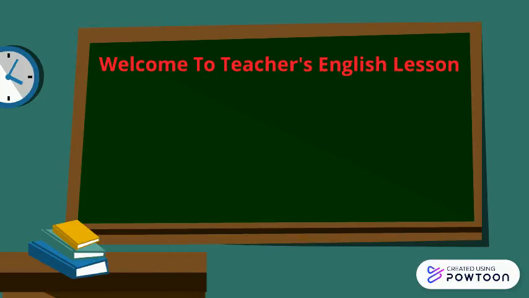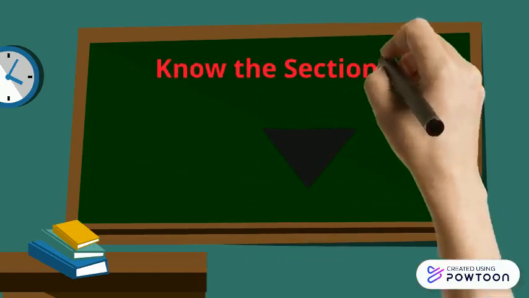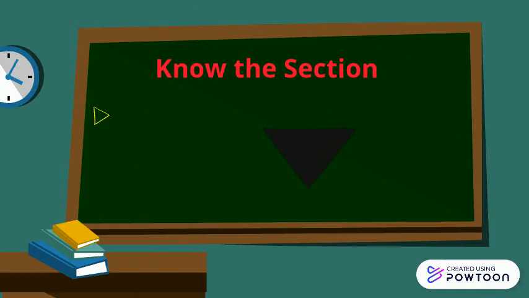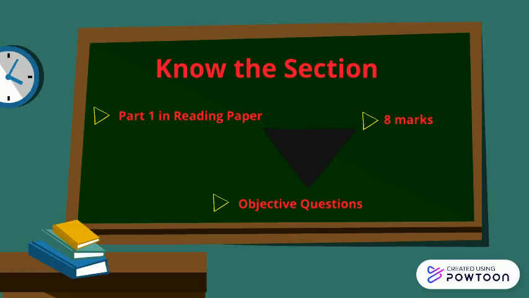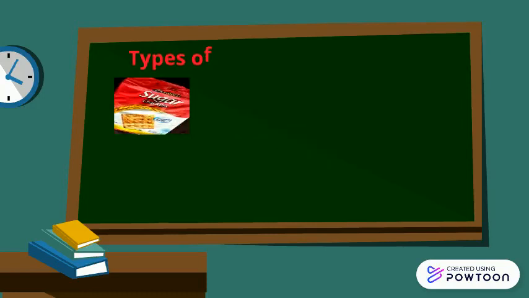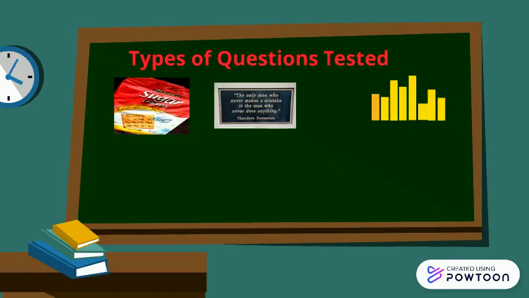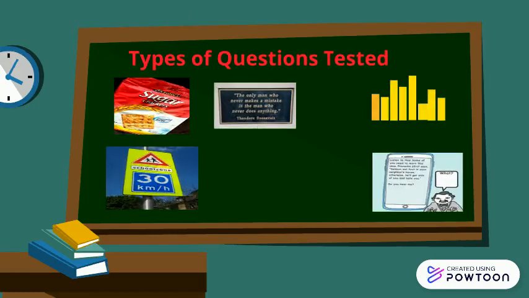Today we are going to look at the topic graphic materials. Let's know the section. It is part 1 in reading paper, question 1 to 8, objective questions. So you can make a choice and it is 8 marks. The common types of questions tested are advertisement, short text, data like graph, tables, charts, pie, idioms, proverbs, cartoon strips or comic, notice and sign.